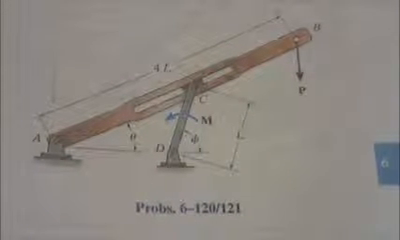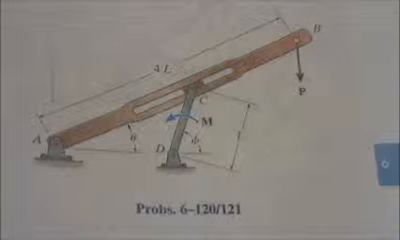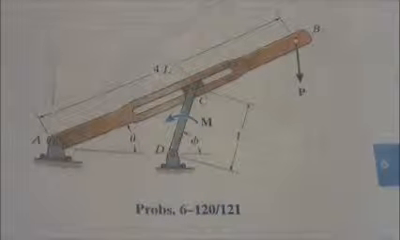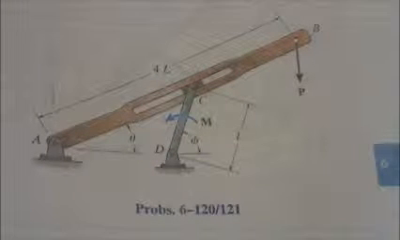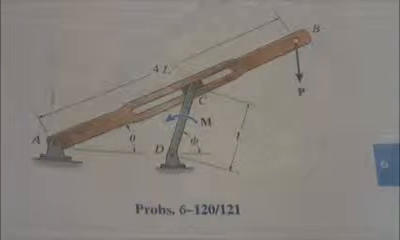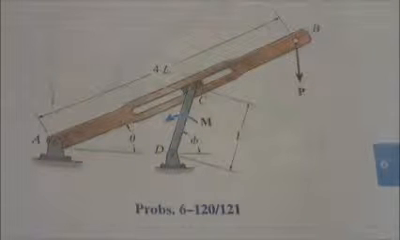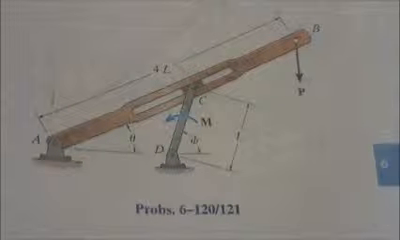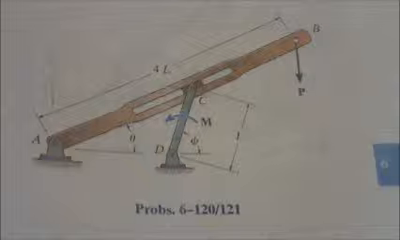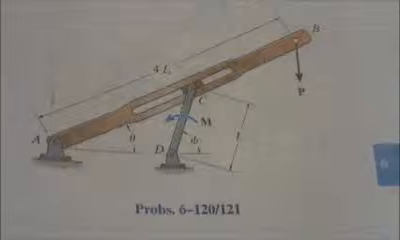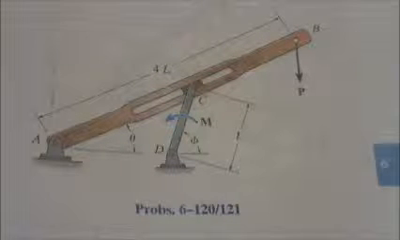This demonstration will be solving problem 6-121. The problem states, determine the couple moment M that must be applied to member DC for equilibrium of the quick return mechanism. Express the result in terms of the angles phi and theta, dimension L, and the applied force P, which should be changed in the figure and instead directed horizontally to the right. The block at C is confined to slide within the slot of member AB.